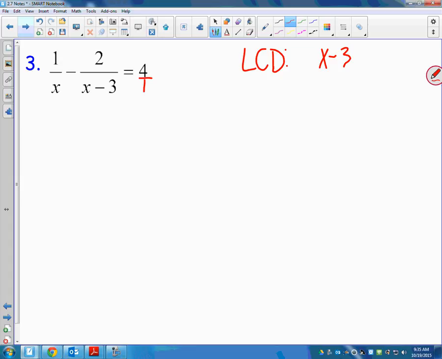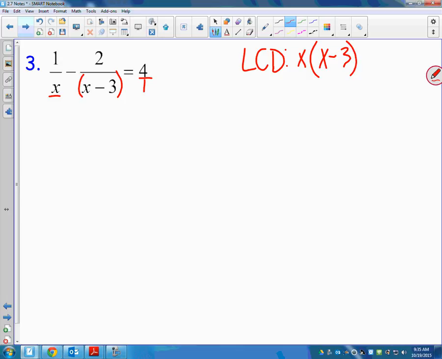Just a little reminder, right? X minus 3 is one factor separate from x, right? So if you're taking your common denominator, you have to take each one. The only way it would be a common factor is if they both had an x minus 3 in them. But this one just has an x, so that's a whole separate factor. So your common denominator has to be x times x minus 3.